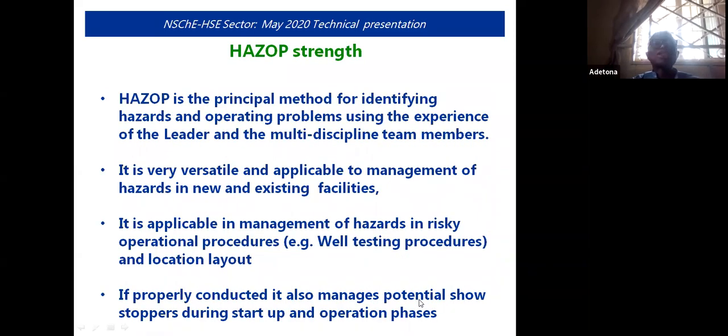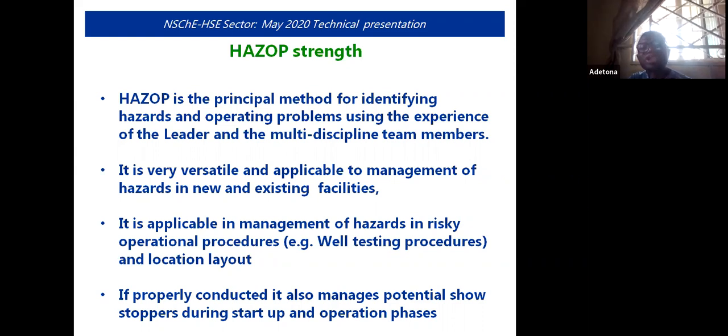Now, what are the strengths of HAZOP? HAZOP is the principal method for identifying hazards and operating problems using the experience of the leader and the multidisciplinary team members. It is very versatile and applicable to management of hazards in new and existing facilities. It is applicable in management of hazards in risky operation procedures.